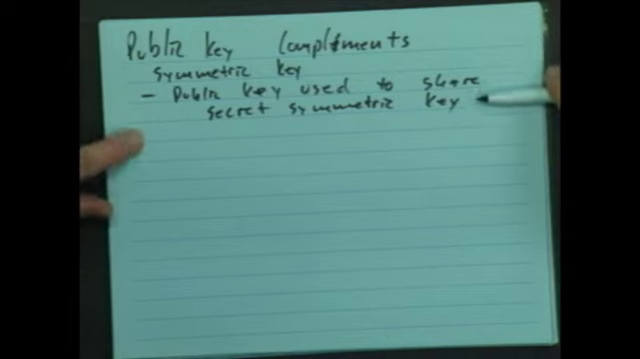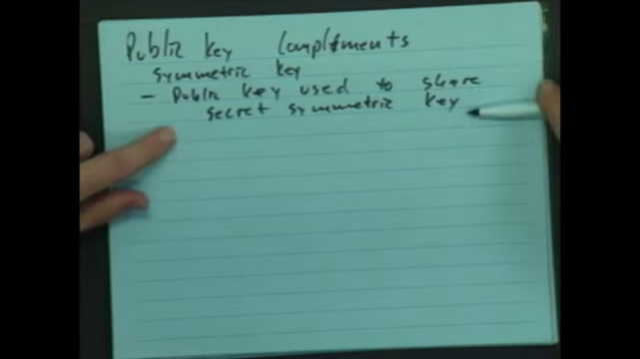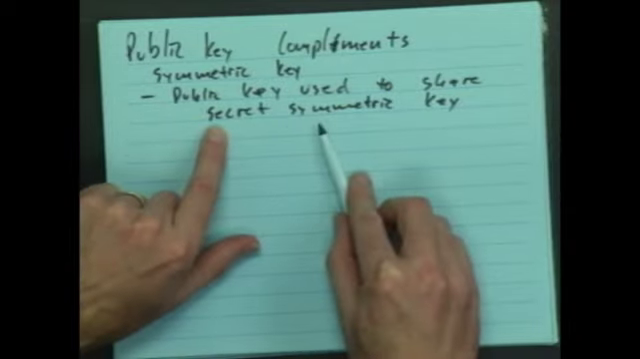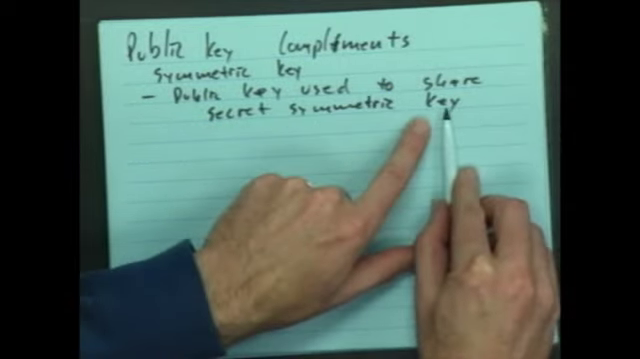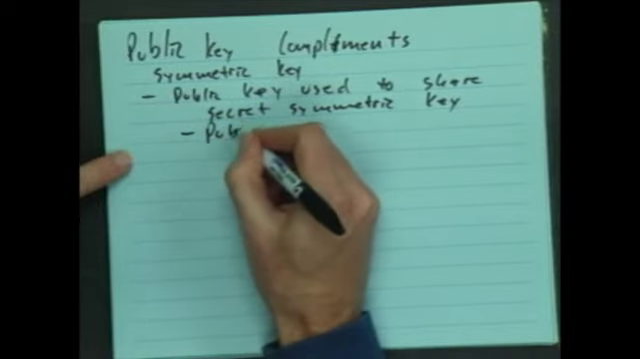So the public key is used to share the secret symmetric key. So you can see here, if I'm Alice and I want to talk to Bob, I can encrypt a key and send the key to Bob. Okay?